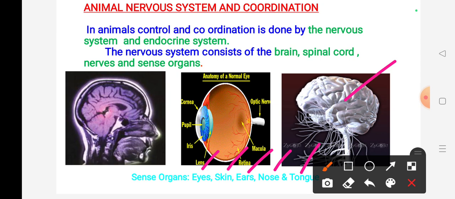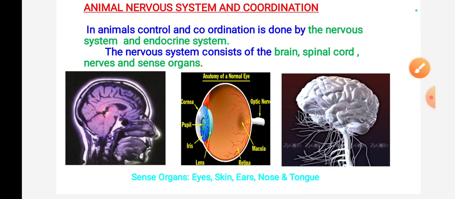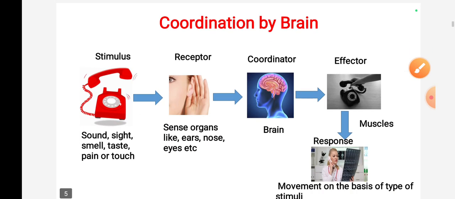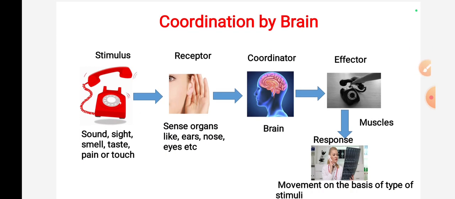Then the brain, we already know. This part is called the spinal cord. Whatever these small fiber-like structures are, those are nerves. Then coordination by brain.